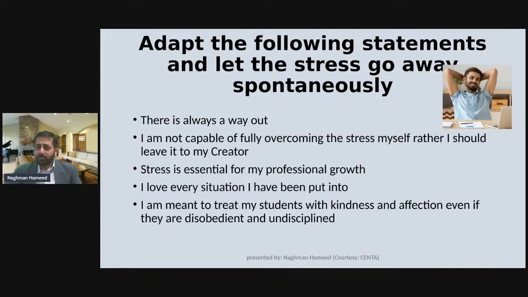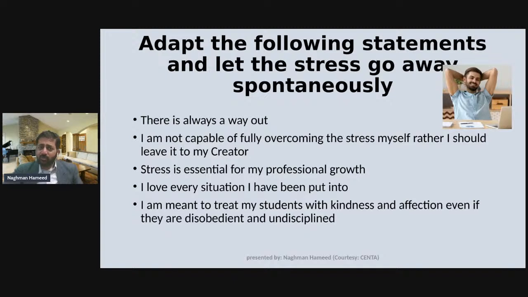Adapt the following statements and let the stress go away spontaneously. Now, these are a few statements. These are different things. First, we discussed the conventional practices that we have been doing in the past. They still are useful. I don't say they are not useful. But in my opinion, let's try some new things. And these new things are technically not newer ones, rather, they have been used less. Okay, let's see.